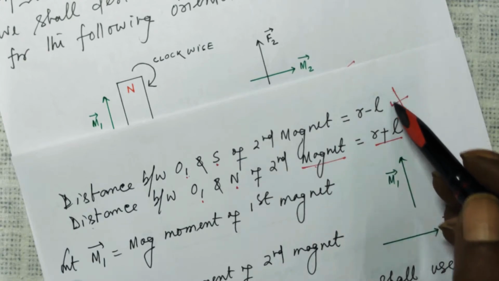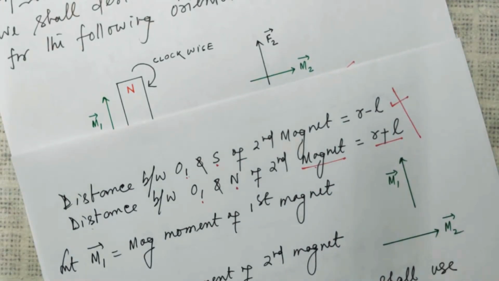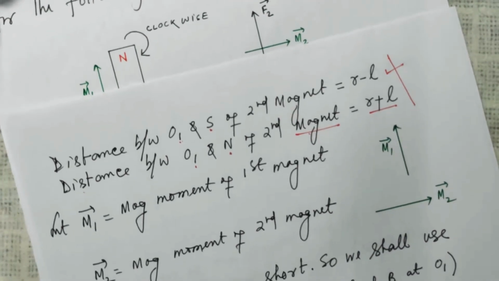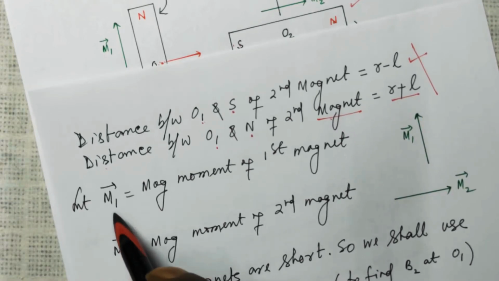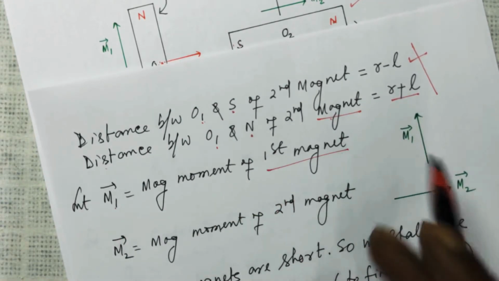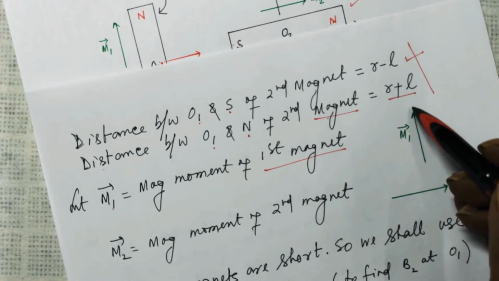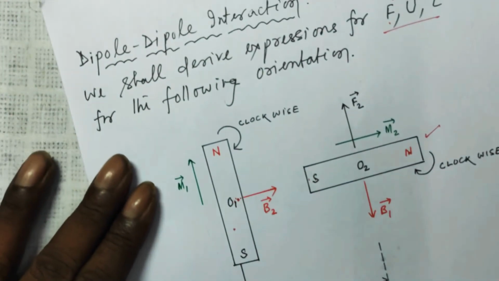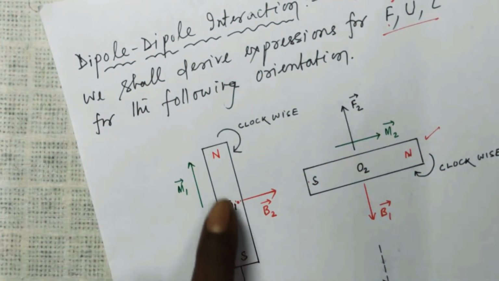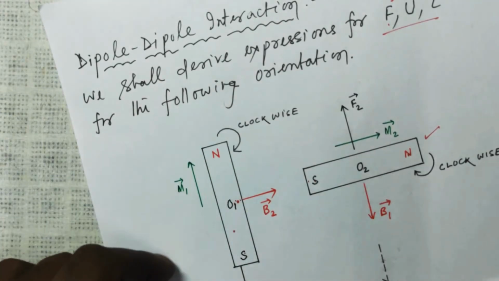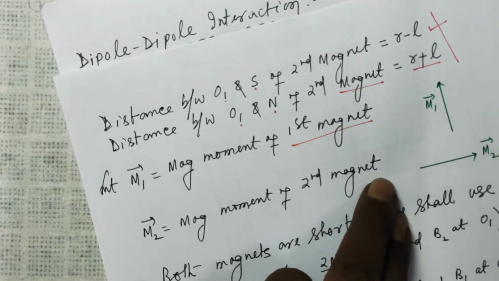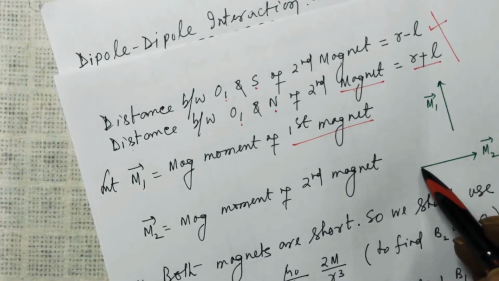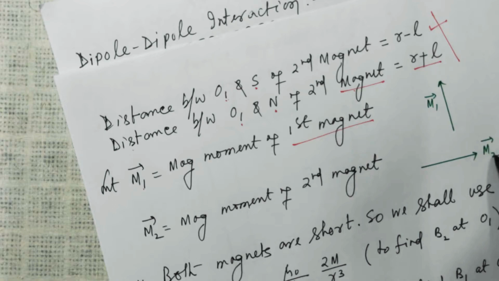We will use these two expressions while finding the force, right? Now let us move on. Let M1 be the magnetic moment of the first magnet, which I have shown here, directed from south to north. And M2 is the magnetic moment of the second magnet, which I have shown here towards this side.